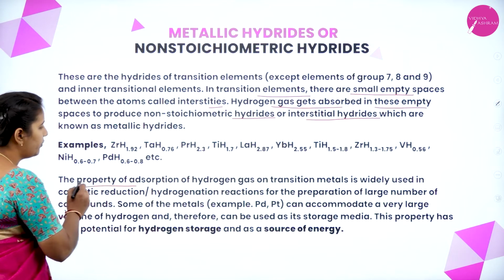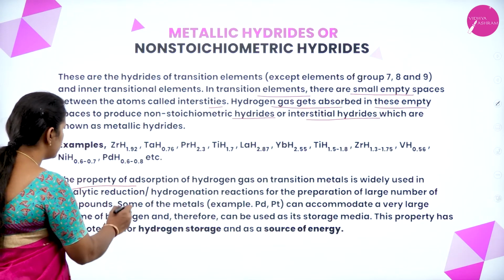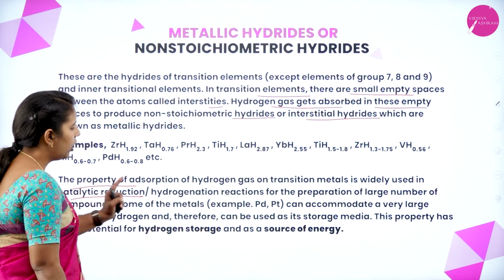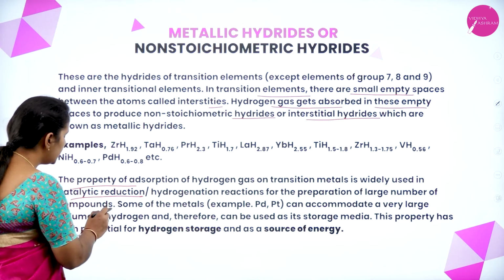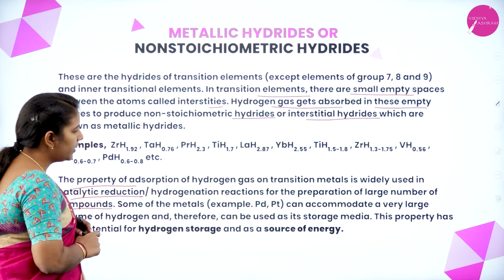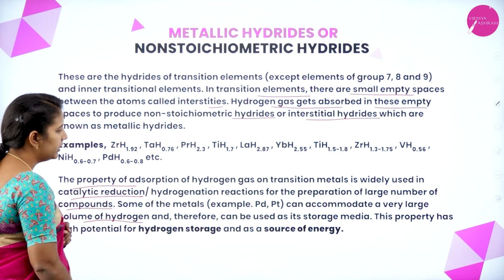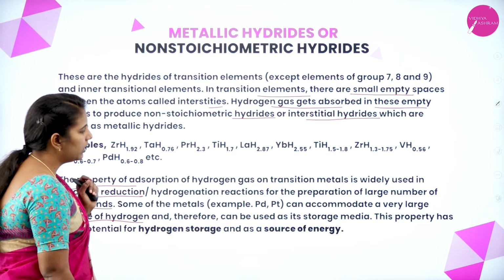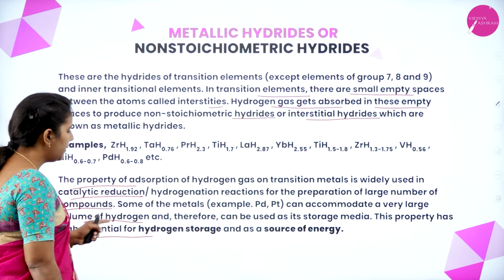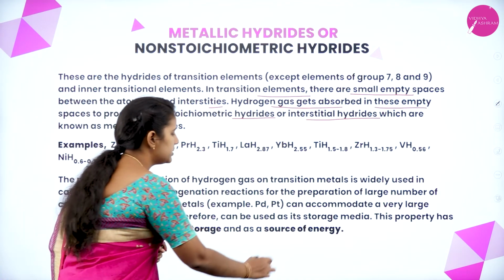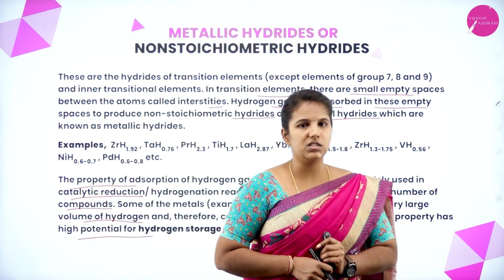The property of adsorption of hydrogen gas on the interstitial sites is widely used in catalytic reduction or hydrogenation reactions for the preparation of a large number of compounds. Some metals can accommodate a very large volume of hydrogen. Therefore, they are used as storage media, and this property has high potential for hydrogen storage. Hence, they are also known as storage or source of energy.